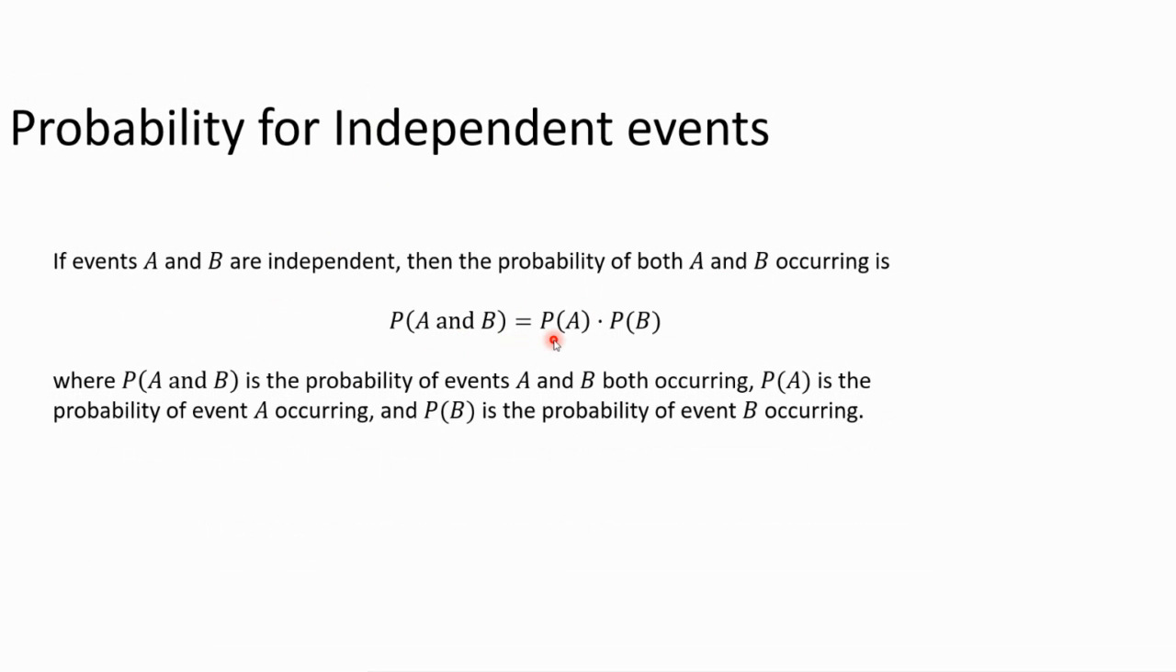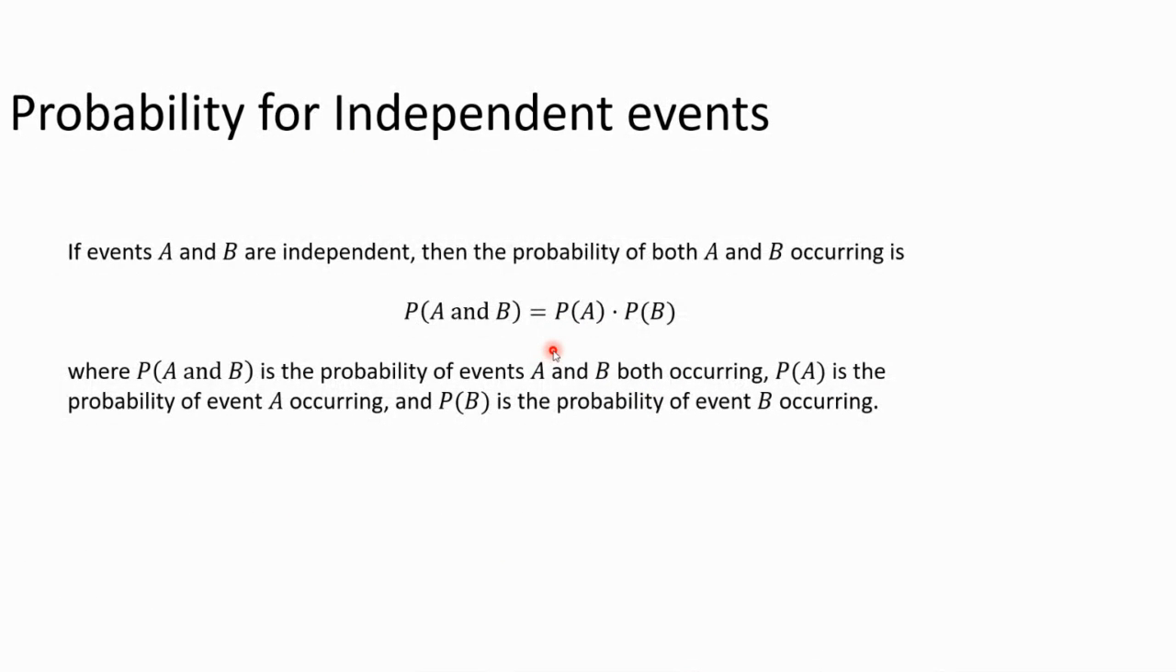You just multiply the probabilities together. That's what we're saying here. So the probability of A and B, if they're independent, is equal to this product. That's what's really nice about it if they're independent. If they're not independent, that's a different story. You have to do a little bit more work. Not much more, you just have to do a little bit more.